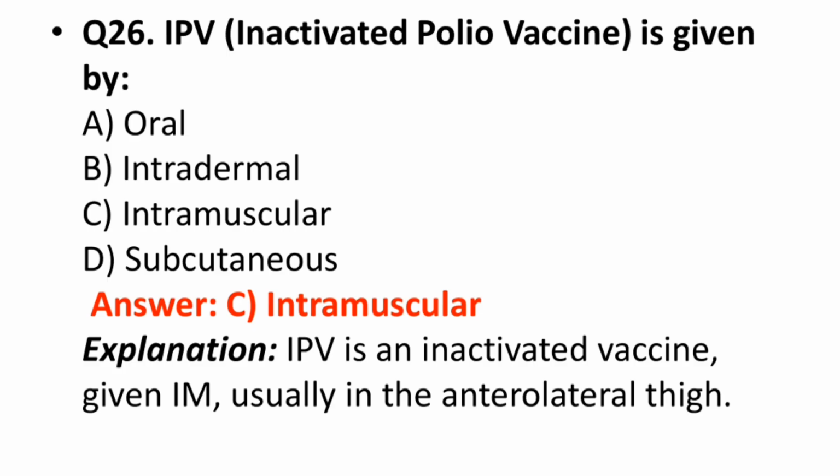Inactivated polio vaccine is given by option A oral, option B intradermal, option C intramuscular, option D subcutaneous. The correct answer is option C, intramuscular. Inactivated polio vaccine is an inactivated vaccine given intramuscularly, usually in the anterior lateral thigh.